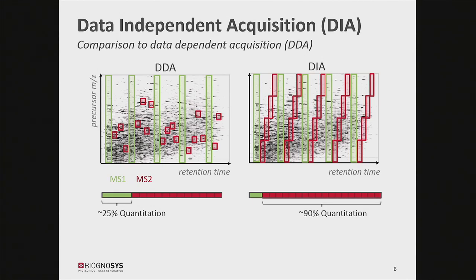At least, let's say, if you quantitate on MS1 for shotgun, and if you quantitate on MS2 for DIA, it's remarkable that roughly 25% of the time is used to acquire scans that are used for quantitation in shotgun, whereas in a DIA method, roughly 90% of the time is used to acquire scans that are later on used for quantitation. So this already tells you that it's probably quite a strong quantitative approach.